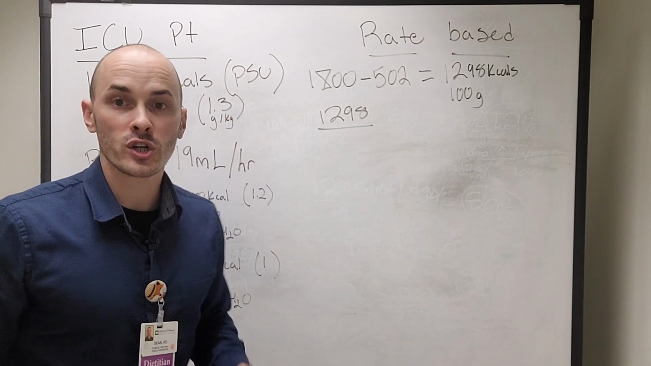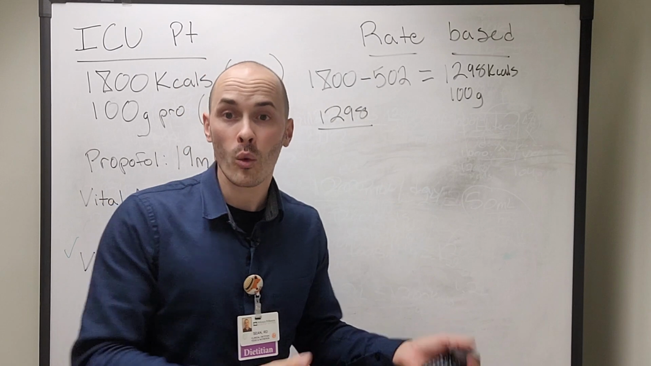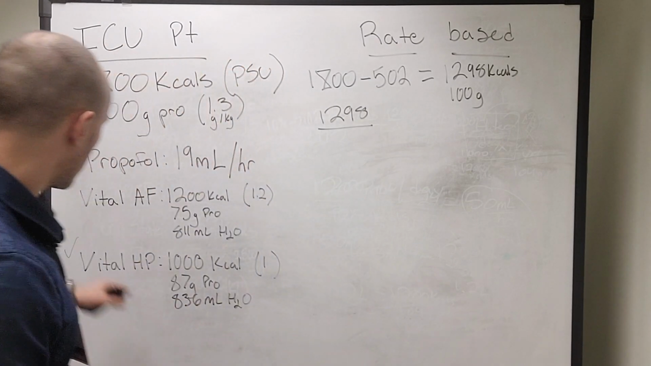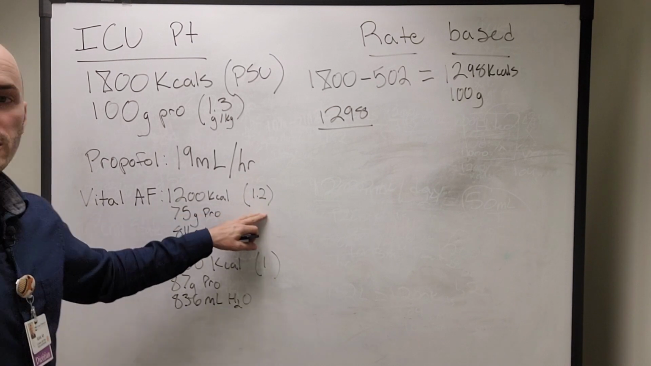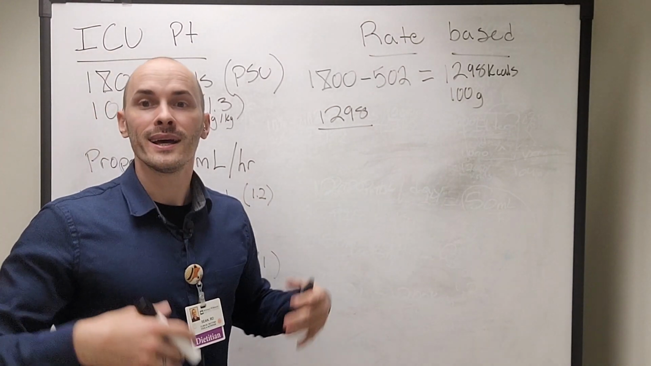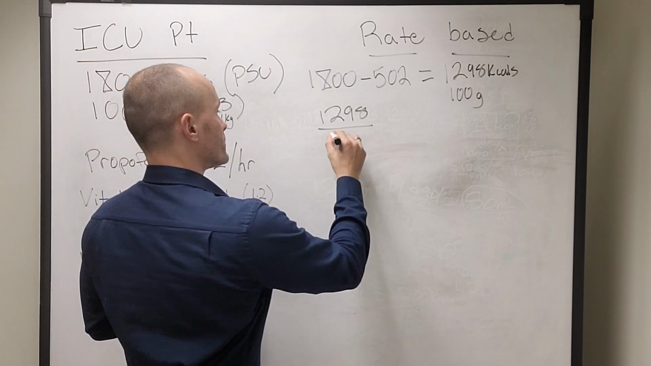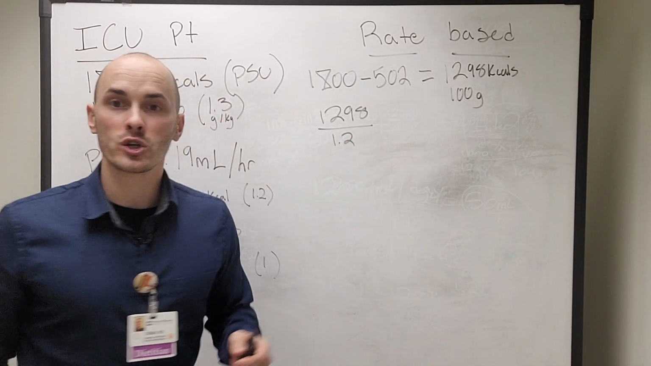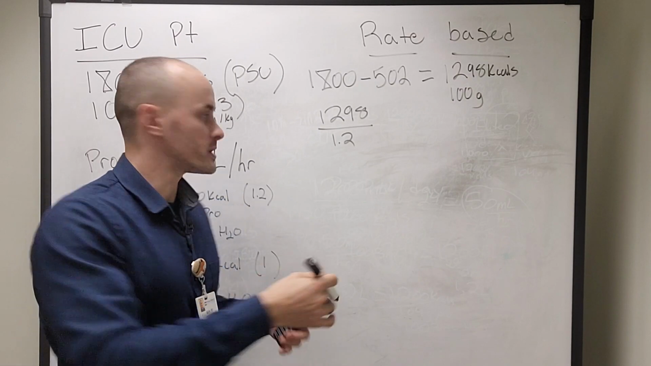divided by the concentration of the formula that you're looking at to see, maybe I want to try this formula. So let's try Vital AF first. Vital AF is a 1.2 calorie formula, meaning it has 1.2 calories per milliliter. So you divide by the calorie concentration of the formula, that will give you milliliters per day.